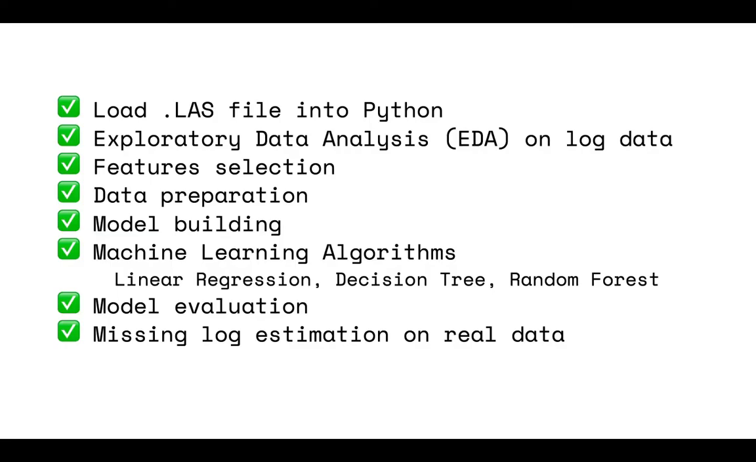The machine learning algorithms that we will learn today are linear regression, decision tree, and random forest. As you can see, these three algorithms are the common ones in machine learning. After that, we do some model evaluation, where we analyze our prediction and compare it to the true data, or the original data.